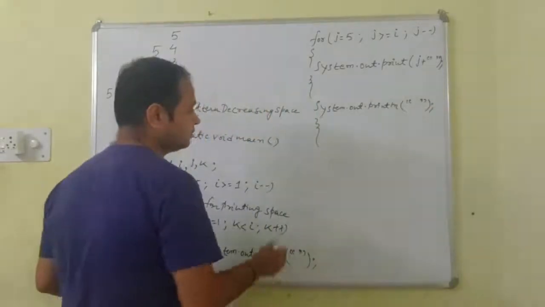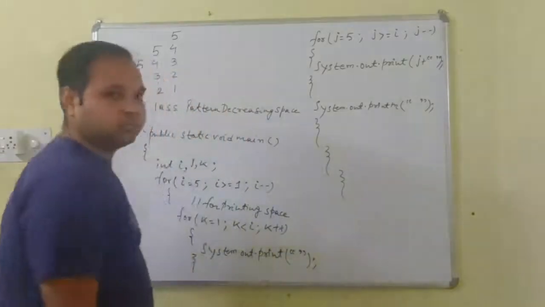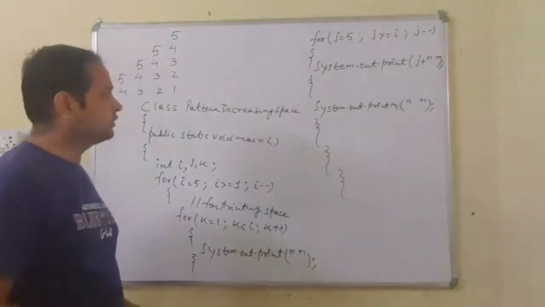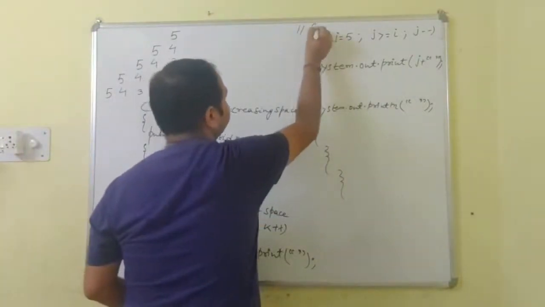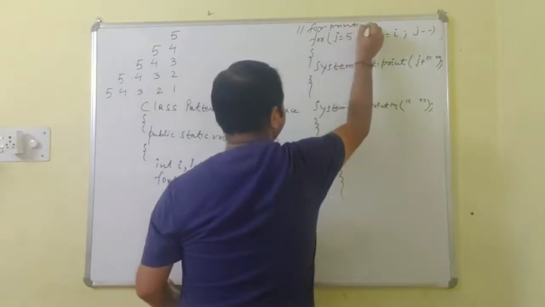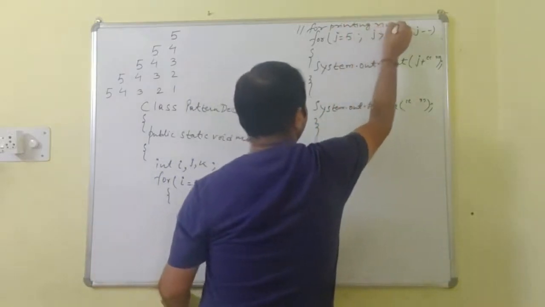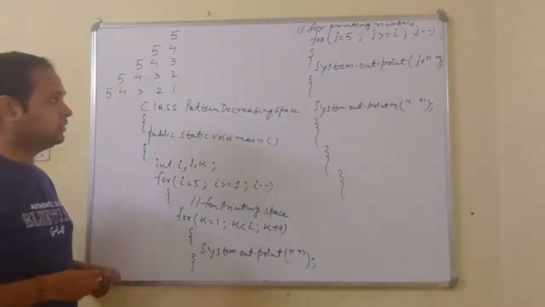The outer loop is closed, the main method is closed, and the class is closed. Okay. So this loop is for printing the numbers. For printing the numbers, I am adding the println over here, which is not compulsory to write, but for understanding I am adding it.